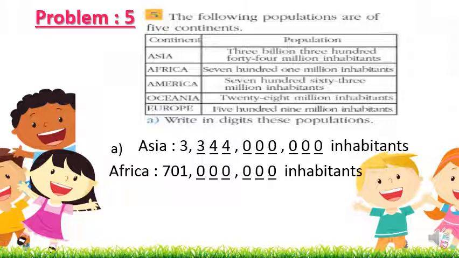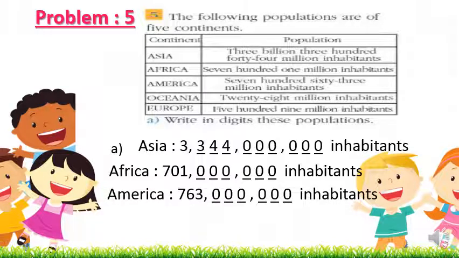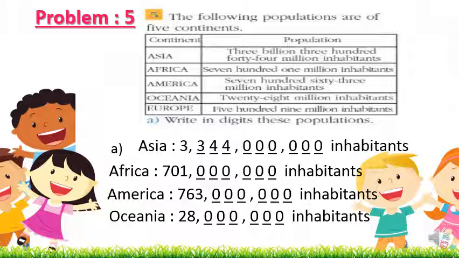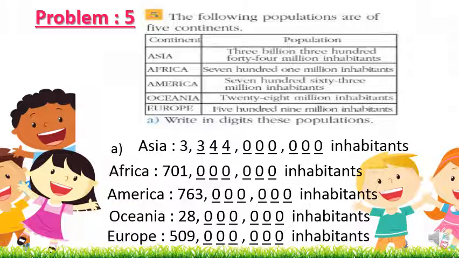America, 763 million. We write 763 and we put 6 zeros for the million. Oceania, 28 million, so we put 28 and we put 6 zeros. Europe, 509 million, we put 509 and we put 6 zeros.